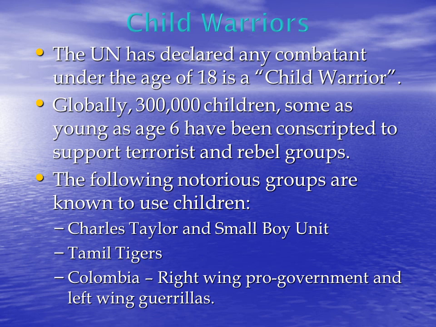Charles Taylor and the Small Boy Unit out of Liberia, the Tamil Tigers out of Sri Lanka, and right-wing pro-government and left-wing guerrillas in Colombia. Another one I'll mention is the Lord's Resistance Army, which is also out of the African continent. Many times they'll kidnap these children from their villages in Africa, force them to do terrible things like murder their family, whatever. They become dependent on the group. And this doesn't just mean boys. They use the girls as sex slaves, as cooks, to carry their gear as they move from place to place. Next slide.